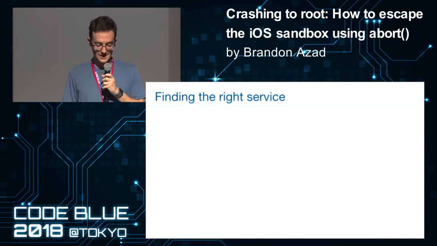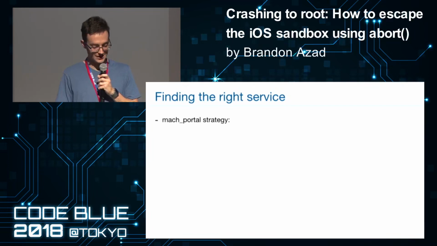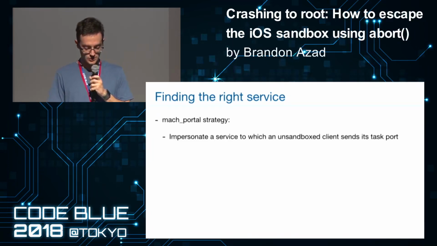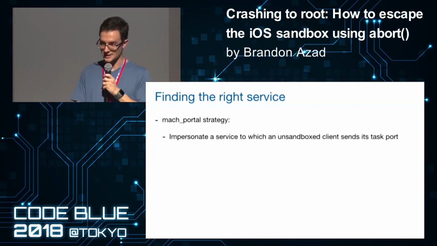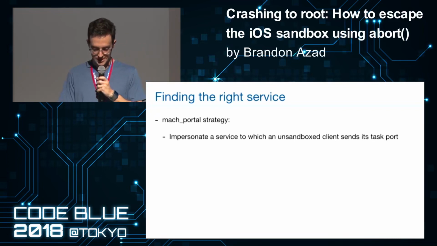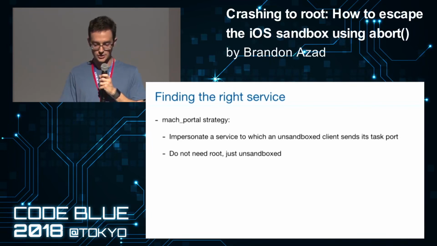So once again, we need to find the right service to impersonate. This time, we can actually use the mock portal strategy. Impersonate a service to which an unsandboxed client sends its task port. Now, this didn't work for us last time because we needed to find an unsandboxed root client process. However, this time we do not need to target a root client, just an unsandboxed one. And it turns out that those do exist.